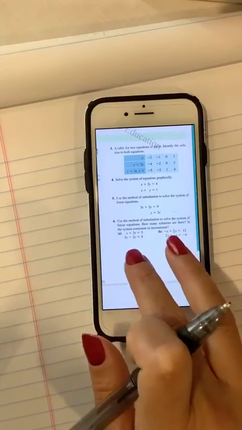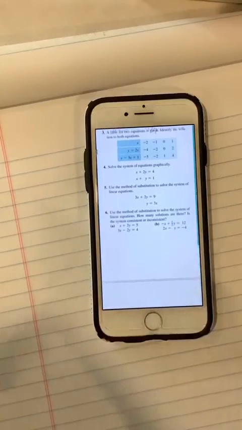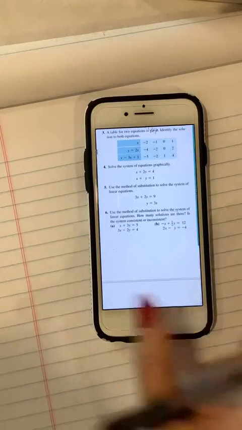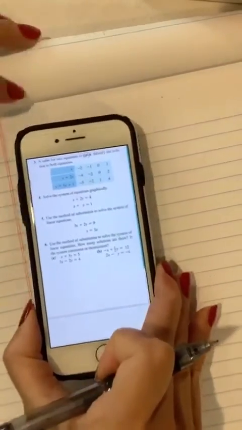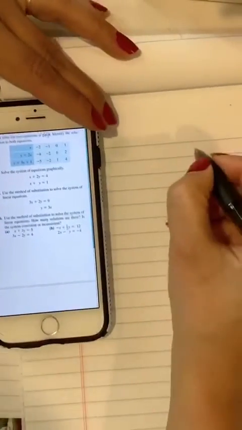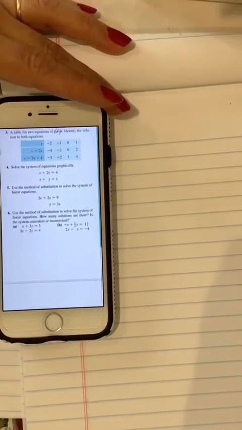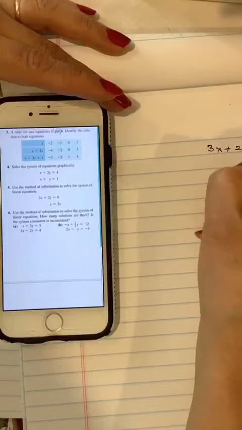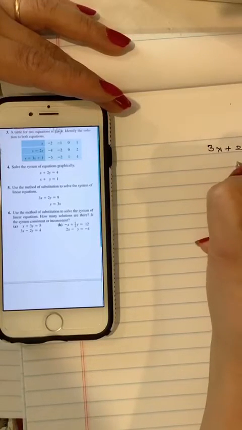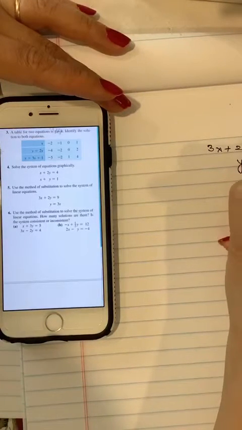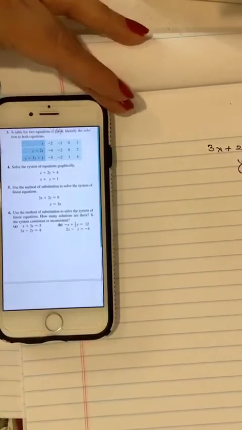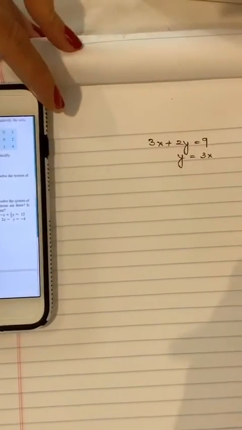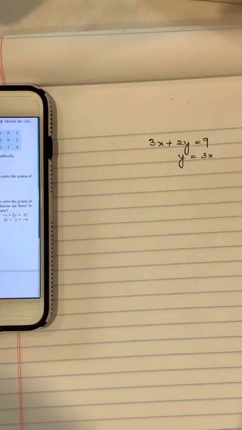So problem number 5 says use the method of substitution to solve the system of linear equations. So the substitution method we are going to use to solve this. No matter what method you use, you will end up getting the same answer: substitution, elimination, or graphing. You have the choice of doing any method if they do not specifically ask you. If they ask you, then you have to do the one that they want.